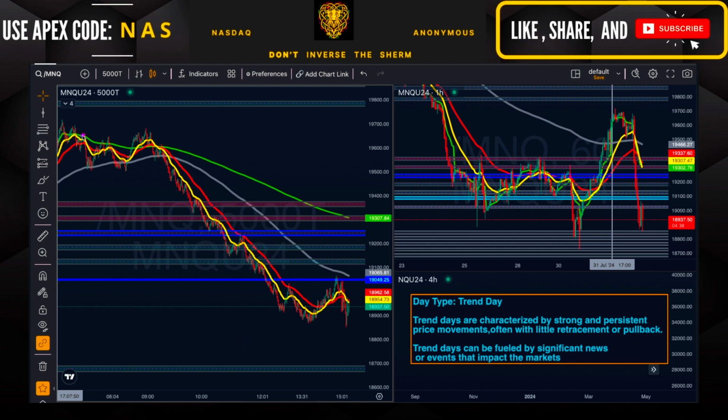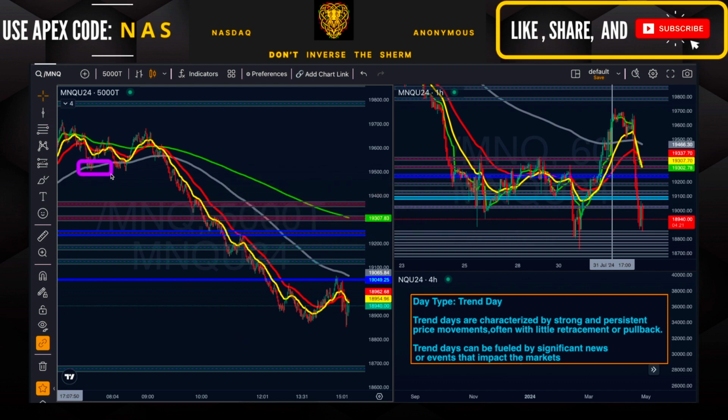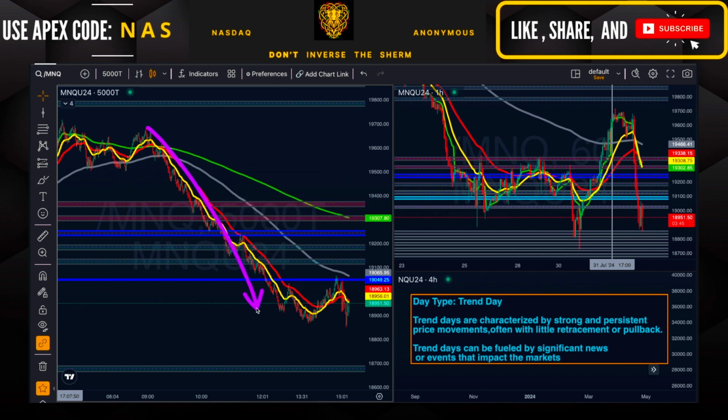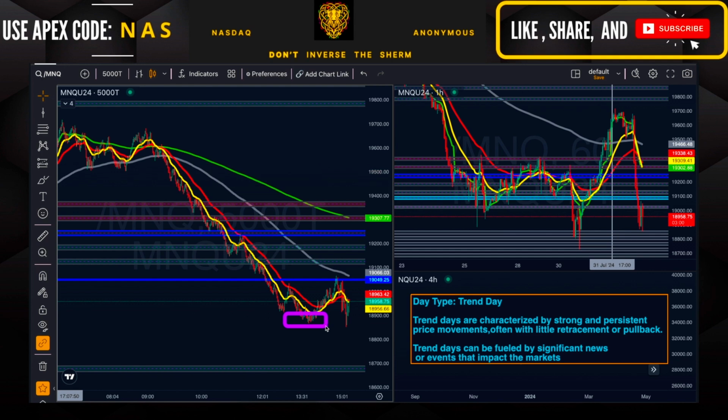During the overnight session, the market dropped about 212 points before the bulls were able to find support and make an attempt to retest the previous highs. However, the failure to take out this high resulted in an additional drop of about 801 points to the downside, which continued until the final hour of the trading session. Prior to the news release, the market was able to recover some of its losses, bouncing around that 8,880 level that has been acting as key support for the Nasdaq.